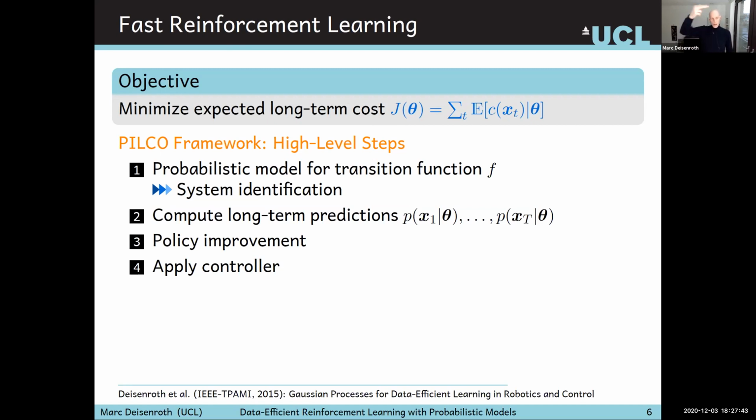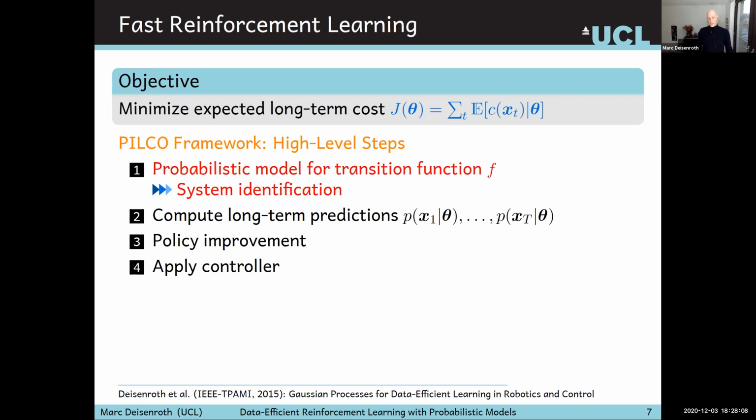And that means we can go back to step 1, we update our model, we recompute these long-term predictions, and then re-optimize this policy, and then go back and apply the controller to the system again. So we repeat these 4 steps until something interesting happens, and then we stop. And I would like to explain these 4 steps in some more detail now.